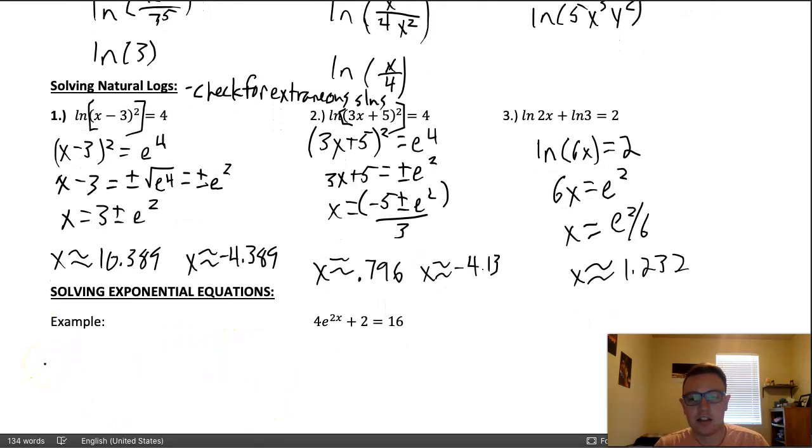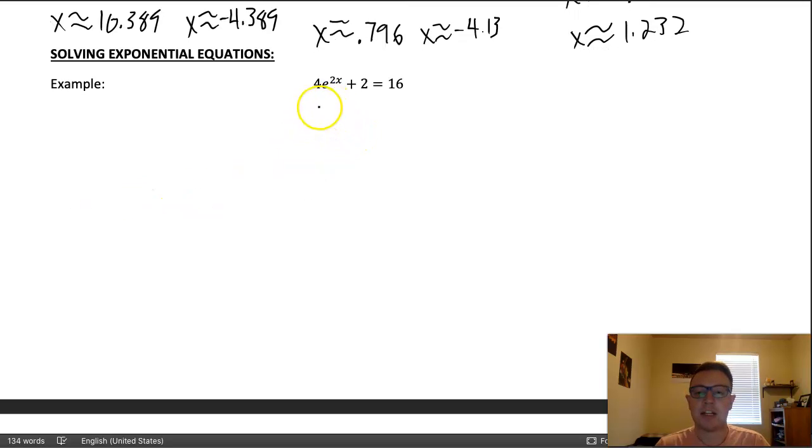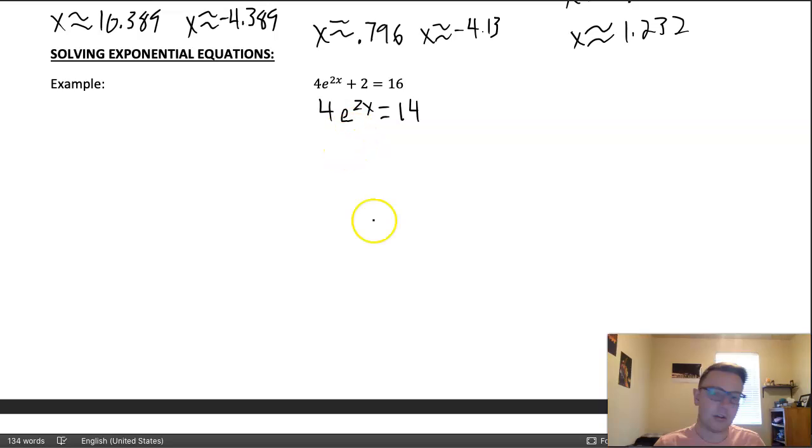Right. This leads us on to solving exponential equations. Same as we did before, except for this time our base is going to be e instead of a normal number. Our first step is still going to be try to get this function, this power, by itself. So we're going to subtract 2. We'll get 4e to the 2x is equal to 14. And then we're going to divide by 4. When we divide by 4, we'll get e to the 2x is equal to 3.5.